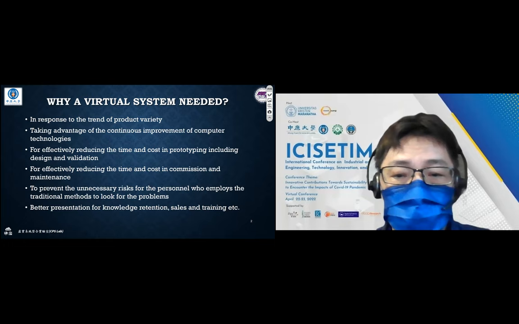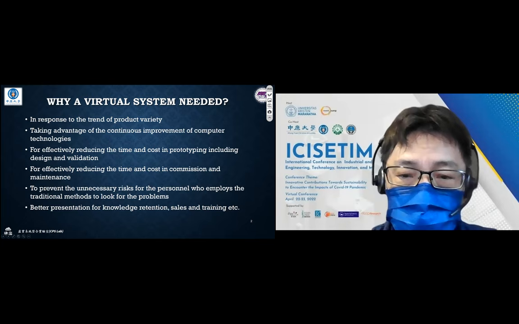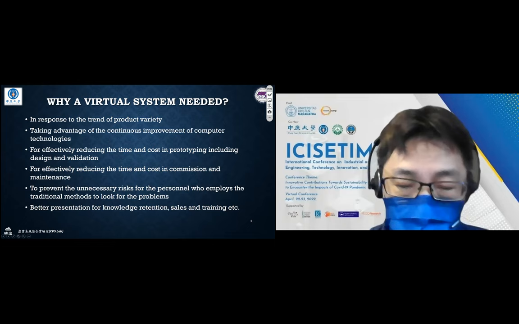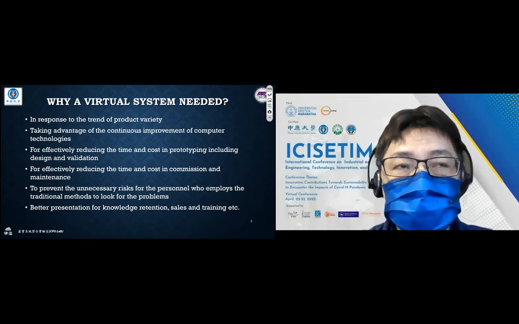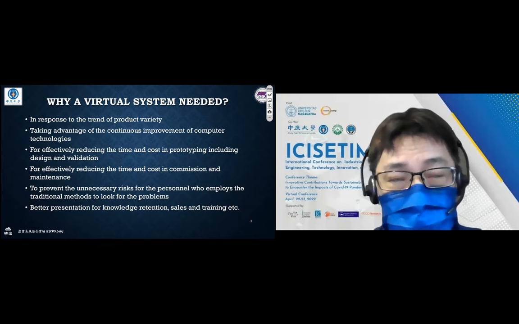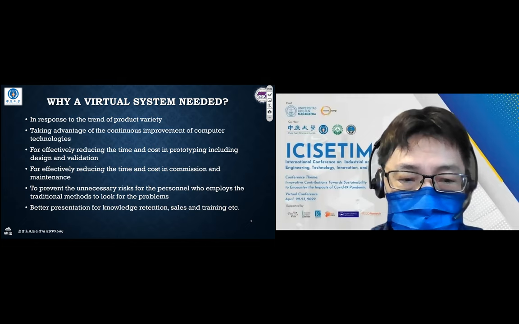I think most engineers or technicians know that if there is something wrong in the field, normally they just go to the place with the problem, and they try and error, but sometimes the cause of the problem is not there. So it will take a lot of time to identify the causes. With a virtual system, you can try different methods to find out the problems.